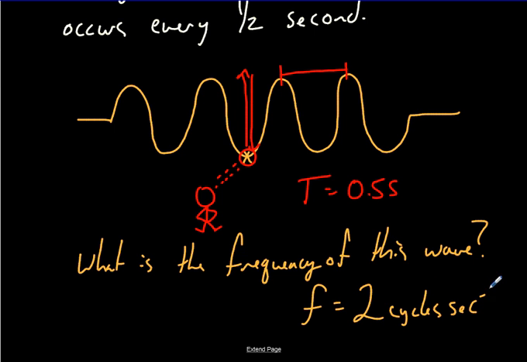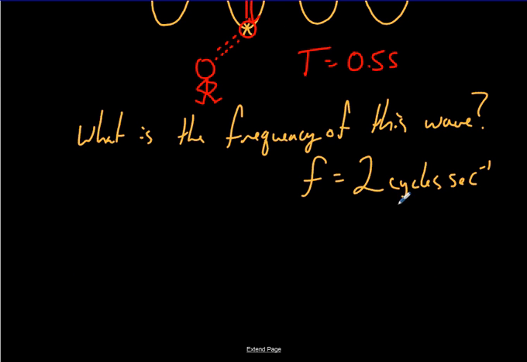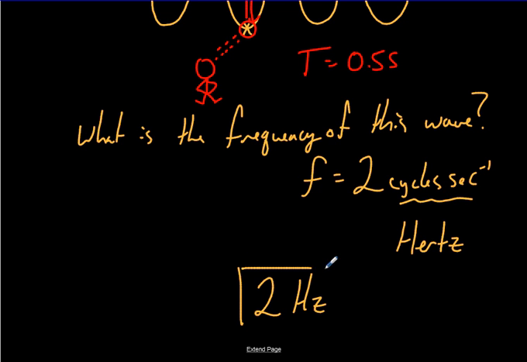Now, frequency or cycles per second has a special name. We call the cycle per second the hertz. So we would say that this wave has a frequency of 2 hertz, abbreviated Hz. So it's a 2 hertz wave.